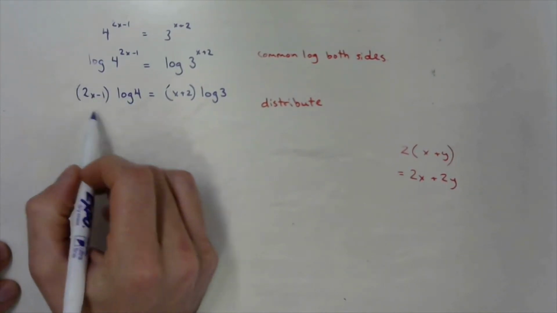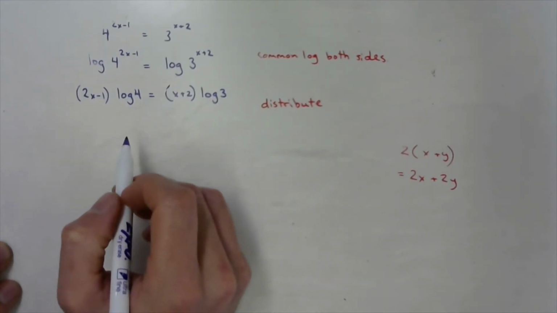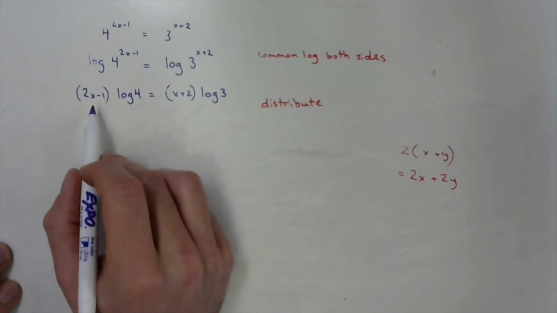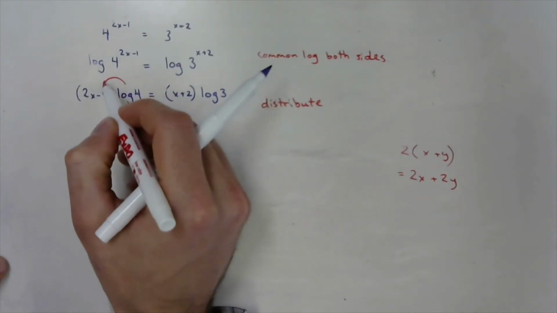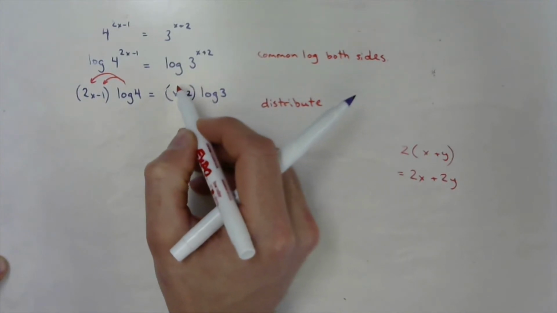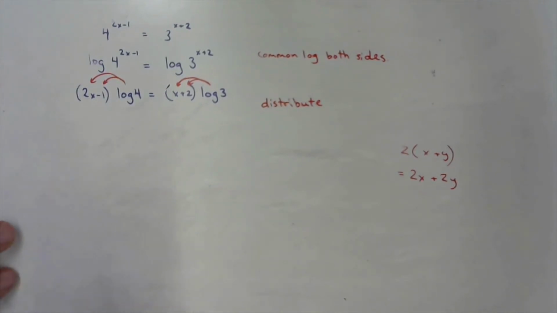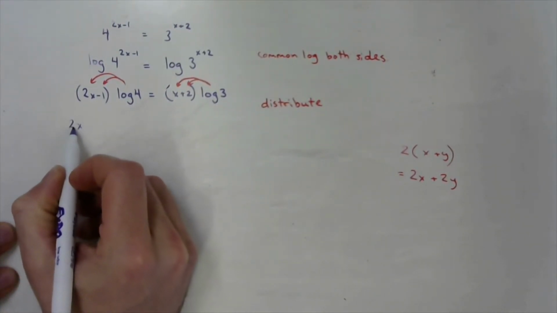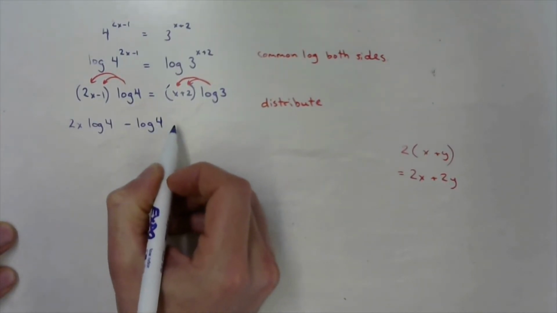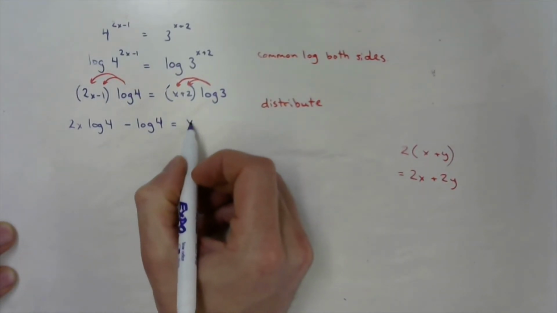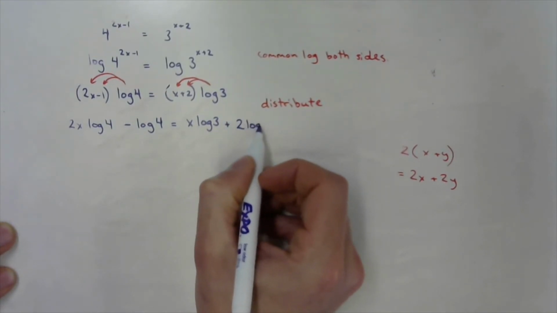All right. So if we distribute over here, we're going to make it longer and uglier, but after that we're going to be able to isolate x. The only way to get these x's together is to unpack both of these sides. So we're going to distribute on the left and on the right. Here we go. On the left we have 2x times the log of 4 minus the log of 4. On the right we have x times the log of 3 plus 2 times the log of 3.